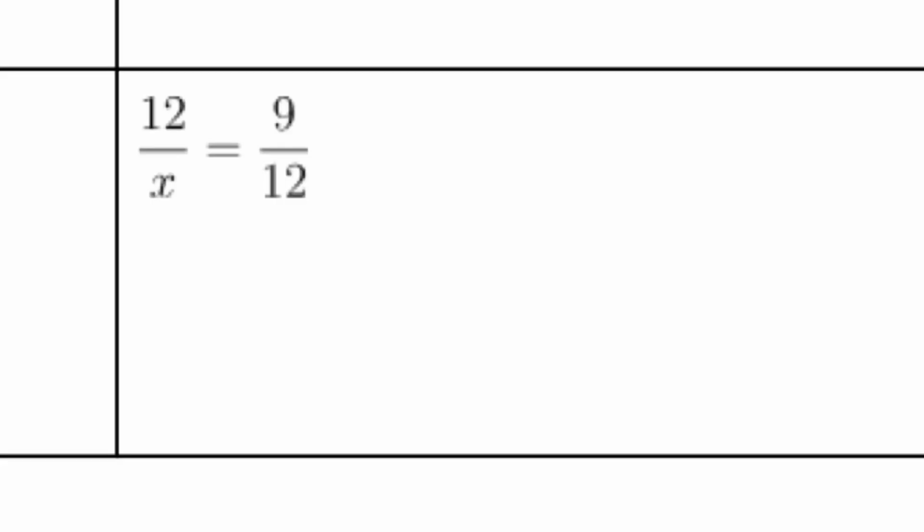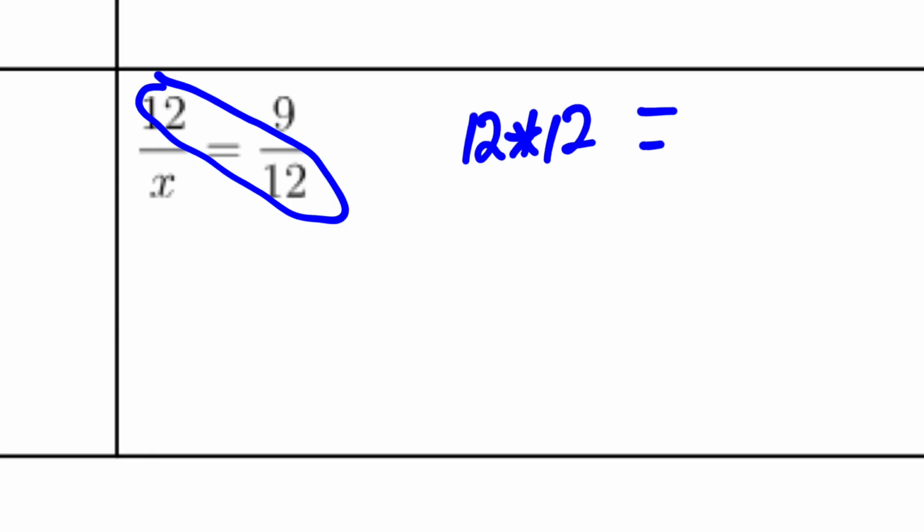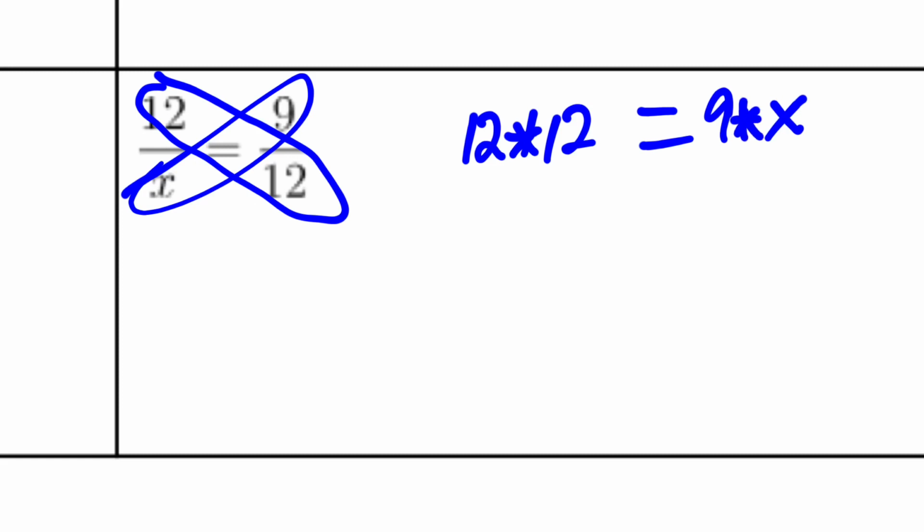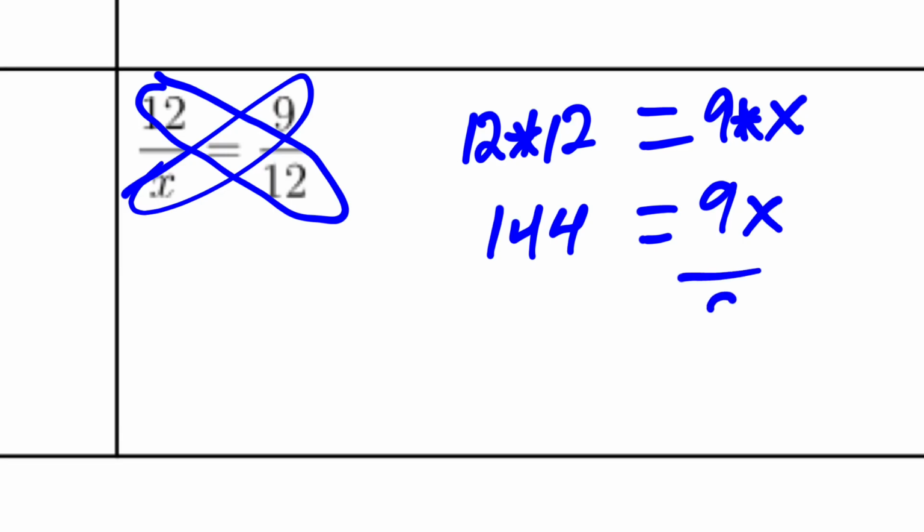This is a great candidate for cross multiplication. When you have two fractions set equal to each other, you can do 12 times 12 is equal to 9 times x. Doesn't really matter the order. Any way you do it, you'll end up with 144 is equal to 9x. When you divide by 9, you get 16 is equal to x.